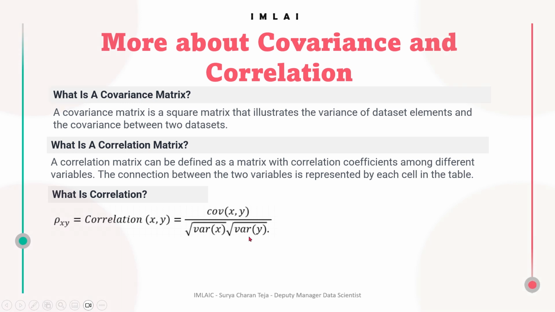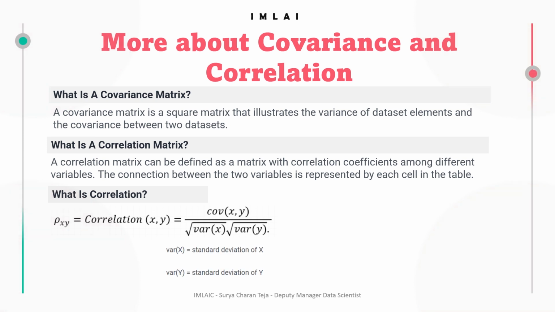So square root of variance of x is nothing but the standard deviation of x, and square root of variance of y is nothing but the standard deviation of y. So if you put things in a much simpler way, correlation of x comma y can be calculated using a formula which is covariance of x comma y divided by multiplication of standard deviation of x and standard deviation of y. This is another way of calculation.